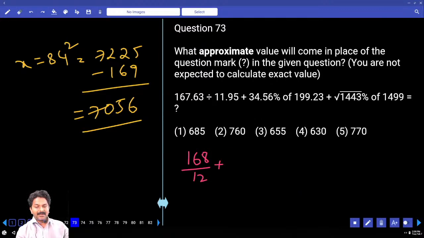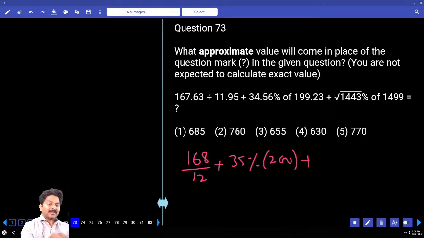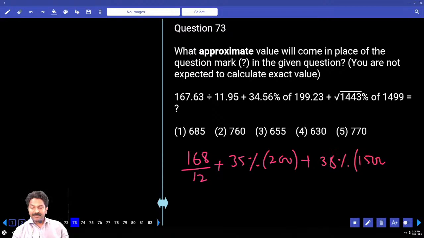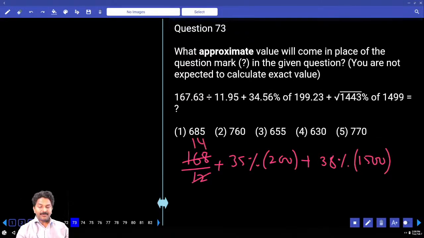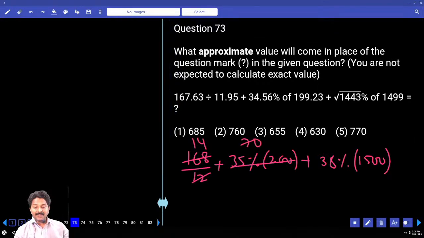168 by 12 plus 35% of 200 plus 38 percentage of 1500. 12 how many times? 14 times. 35% of 200 or 200% of 35? 70. 38% of 1500. 38 15 times only. 1% value is 15. 38 15 times. 38 10 times, 380, plus half, 190. 380 plus 190, 570. 570 plus 70, 640 plus 14, 654. Approximate.